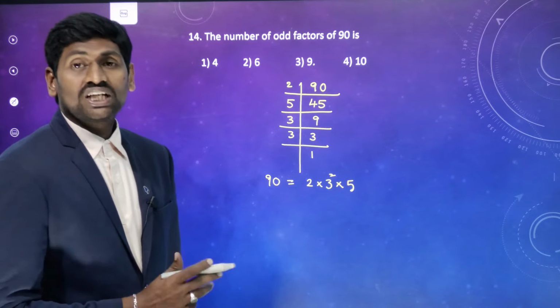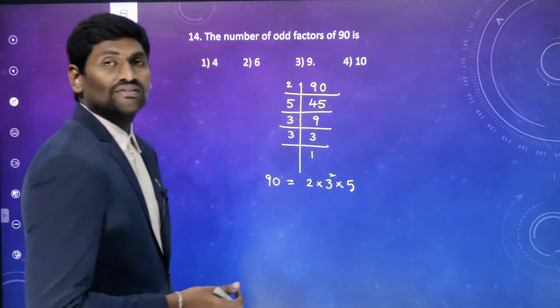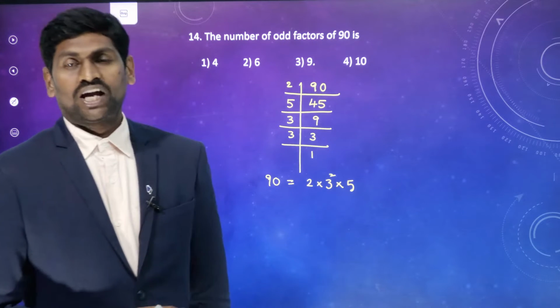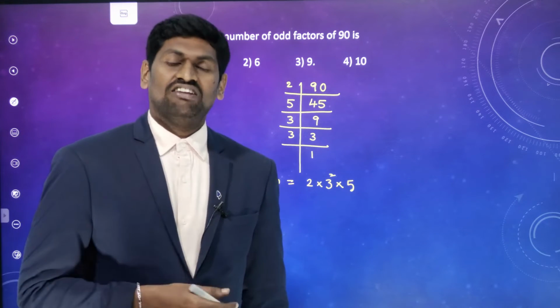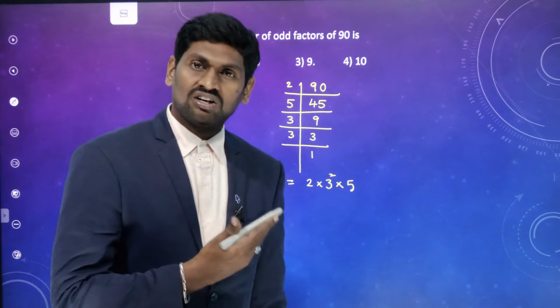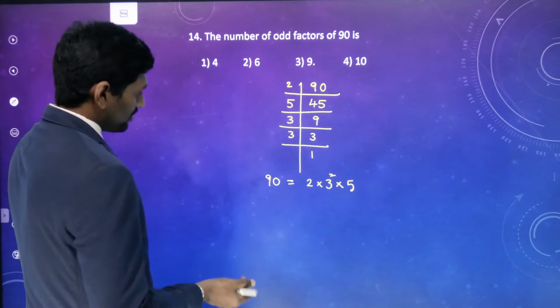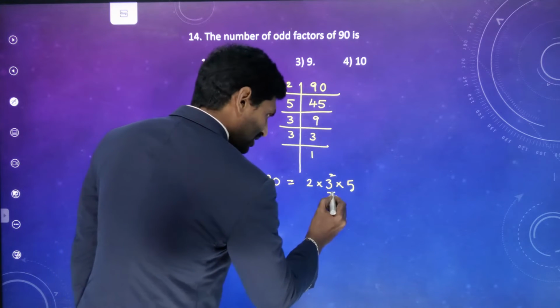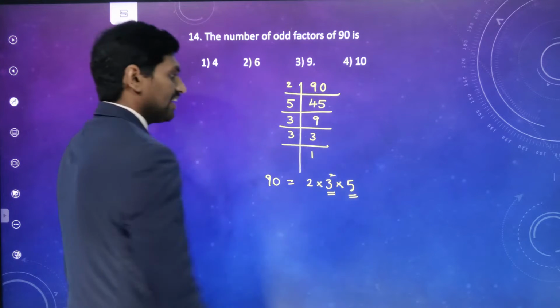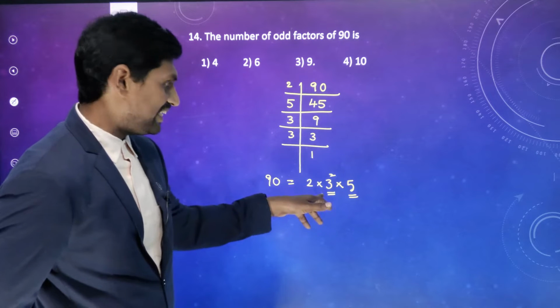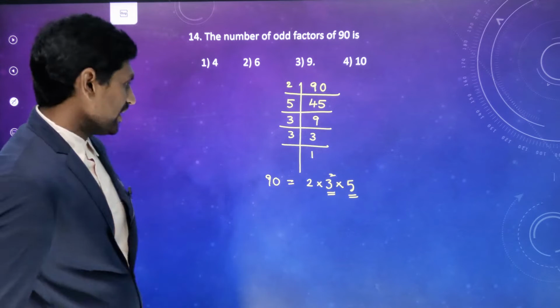Among them, what are the odd prime numbers? We learned already we have only one even prime, that is 2, and the remaining are all odd primes. Now you are observing here, there are 2 odd primes I can identify here. One is 3 and the second one is 5.